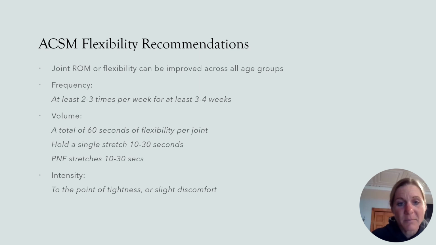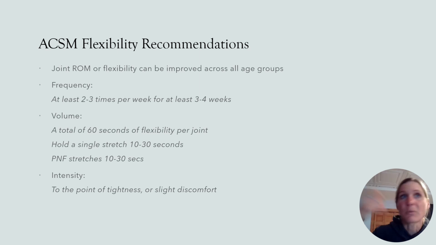So when we think about ACSM's flexibility recommendations, again, we are interested in improving joint range of motion or flexibility, and this can be improved across all age groups. So it really doesn't matter who you are. All of us would benefit from doing flexibility training, and we could all see improvements in our range of motion regardless of who we are. So frequency, we should shoot for 2 to 3 times per week for at least 3 to 4 weeks. Volume, we want to shoot for 60 seconds of flexibility per joint.